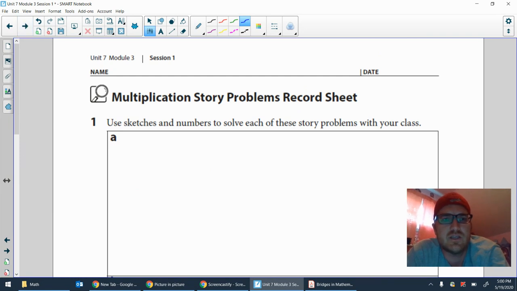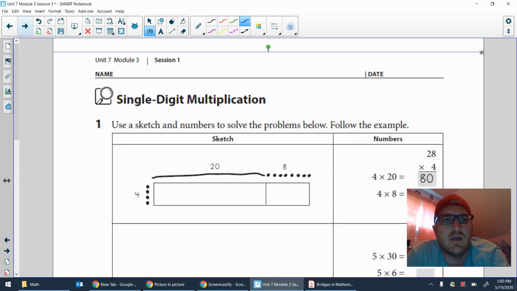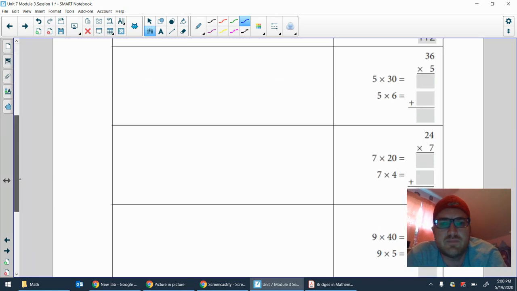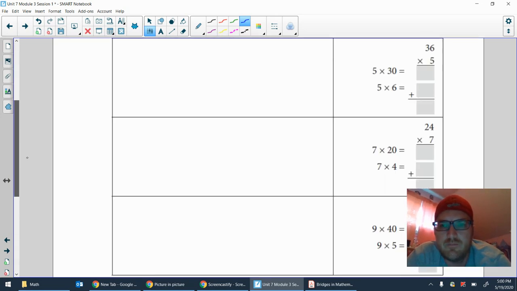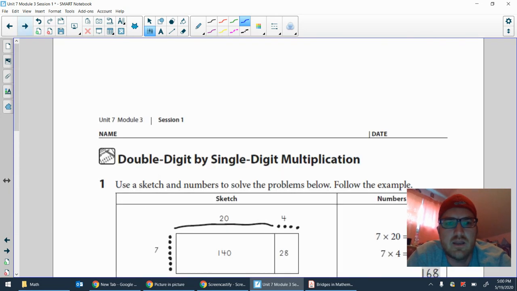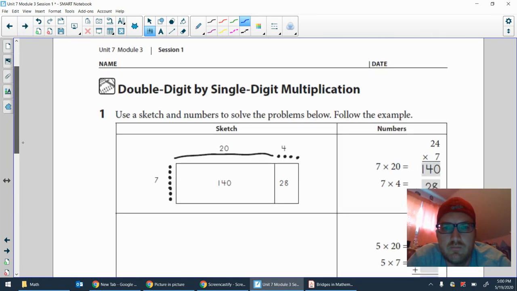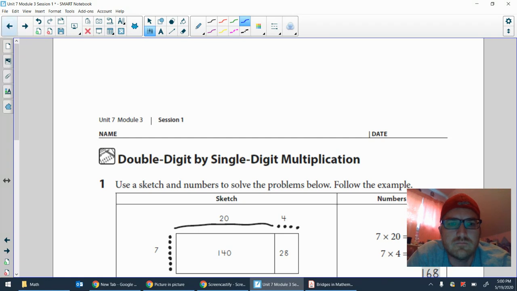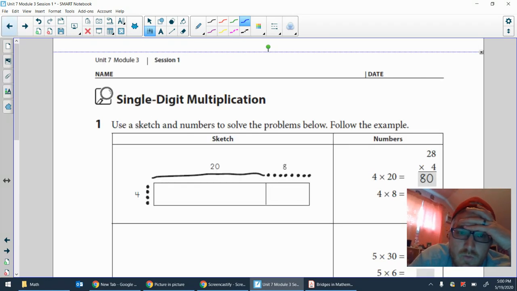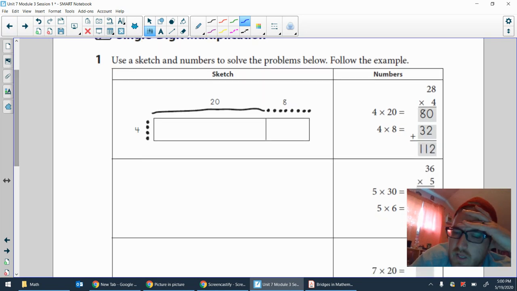So here's that sheet that you should have done your work on. Now here, your work for today is a pretty simple one. You've got page 280 of your student book, and then 281, okay? So looking at this, we're doing single digit multiplication. I'm just going to look at the example with you to walk you through it and then show what your work has to do. It says use a sketch and numbers to solve the problems below. Follow the example.